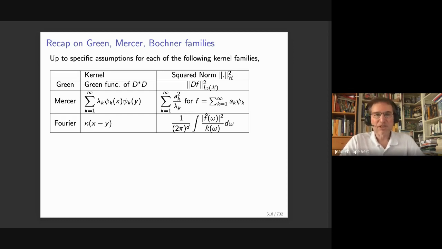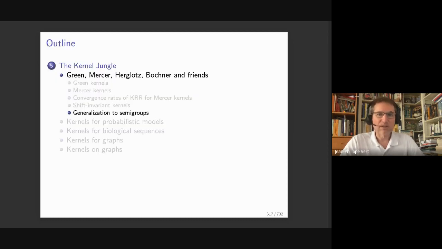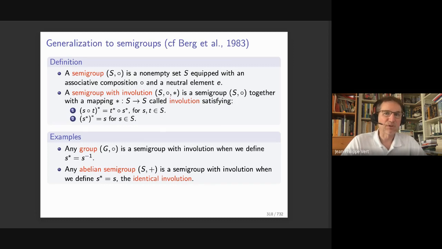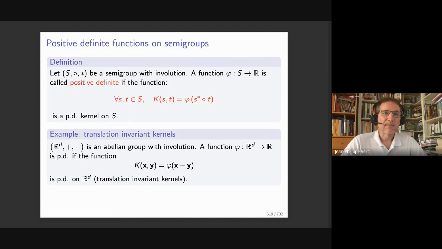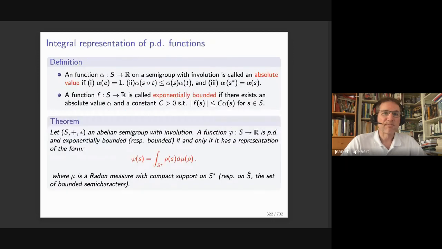I will just mention that the next section is optional. You don't have to do it for the master course. But just one word about it. It's a generalization, called generalization to semigroups. I will not do it at all, but maybe I will just jump to the main theorem of that part, which is on slide 322.